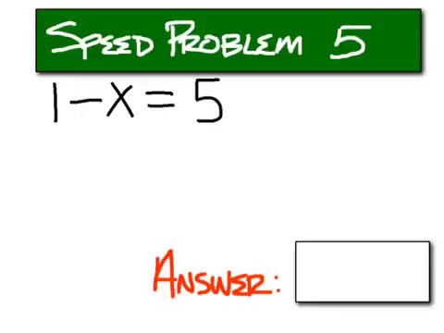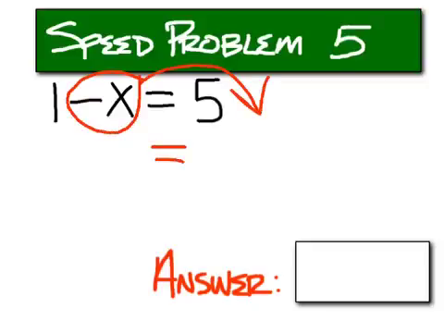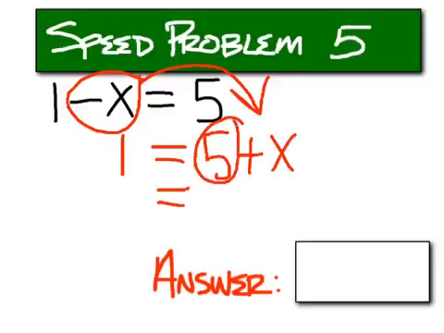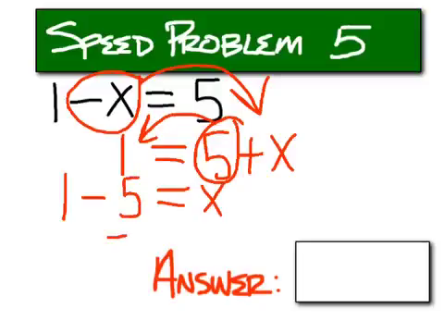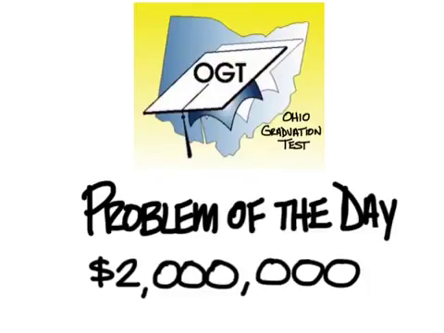Alright, number 5. Okay, everybody got that one right. Good job. We have 1 minus x is equal to 5. We're going to take our negative x and move it to the right side. So we'll have 1 left over here, and we've got 5 plus x on this side. We want to move our 5 to the left side. When we move a positive 5 over, it'll change into a negative 5. And 1 minus 5 is negative 4. So our x will be equal to negative 4.